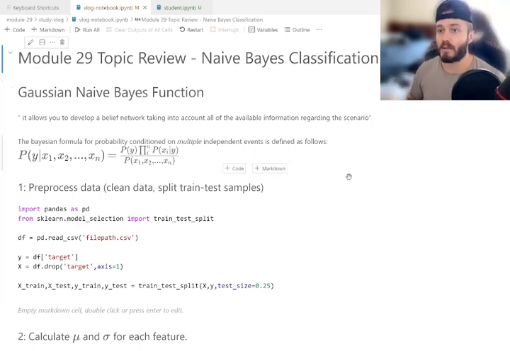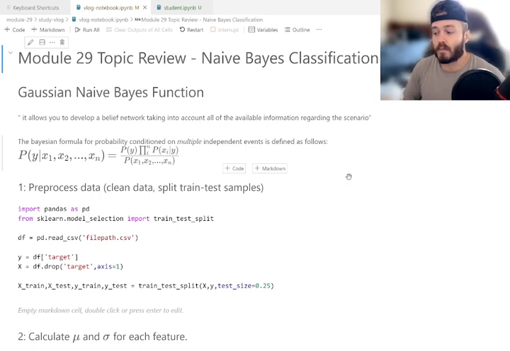In the curriculum, there's a quote which says it basically allows you to develop a belief network taking into account all of the available information regarding the scenario. So basically what naive Bayes classification is doing is, say you have, let's keep it simple, a binary classification problem. So you're classifying something as either true or false, 1 or 0, like heart disease, for example, or the example that they used a lot was classifying emails as spam or not.